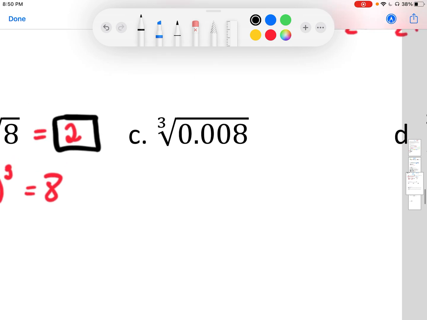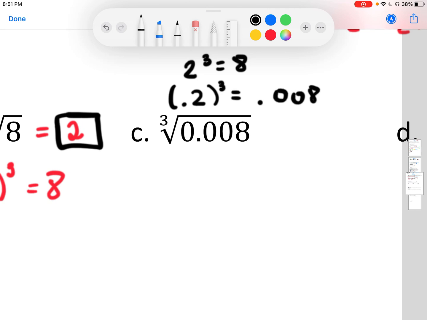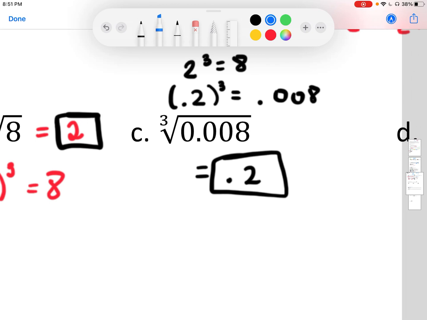The other one's a bit tricky, but you can always play around with your calculator to make sure that you're on the right track. Well, we know that 2 cubed gives us 8, so let's throw in some decimals. Would 0.2 raised to the third power give us 0.008? Once you check in your calculator, you'll see that that holds true. So the cube root of 0.008 is 0.2. Notice, and this is not a coincidence, that we have a 3 and we have 3 spots to the right of the decimal.